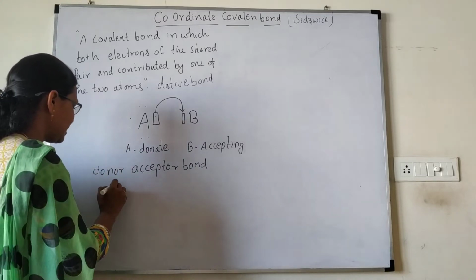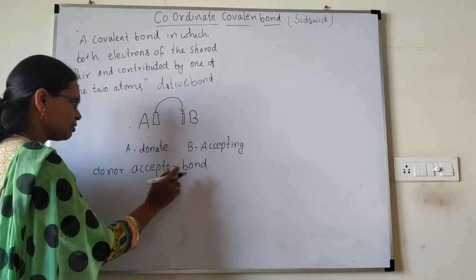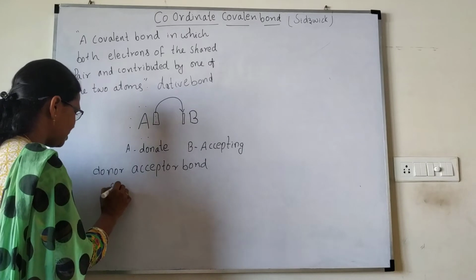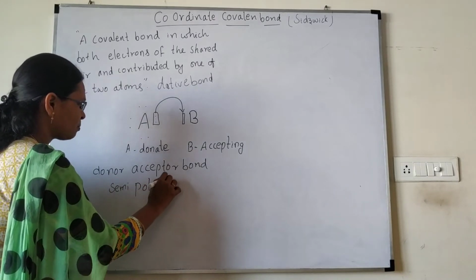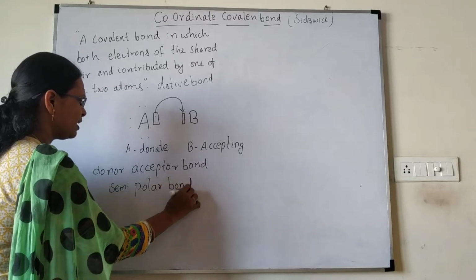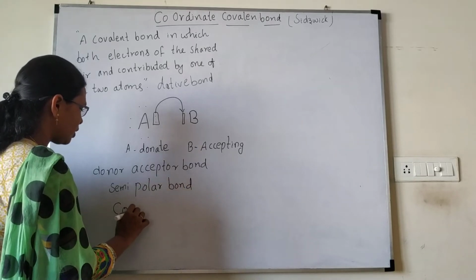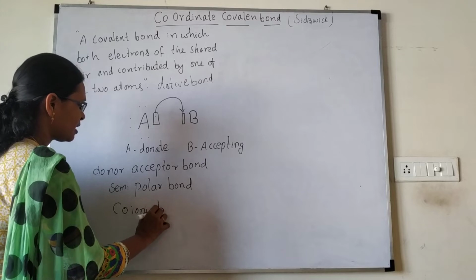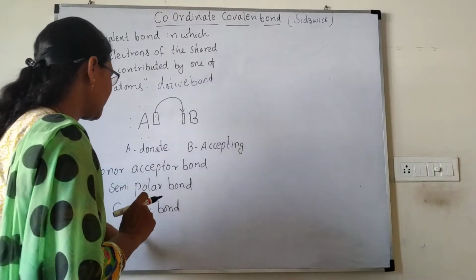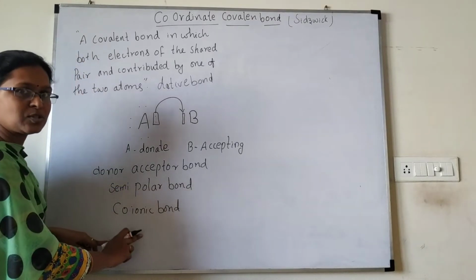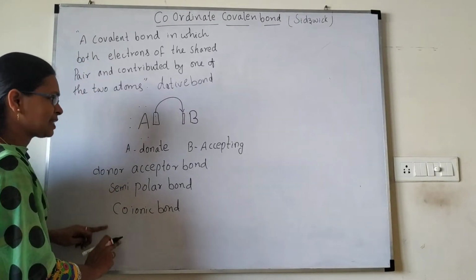We can also say it is a semi-polar bond, and even a co-ionic bond we can say here. Other names of this, we should definitely remember these names. Co-ionic bond, semi-polar bond, and donor acceptor bond.